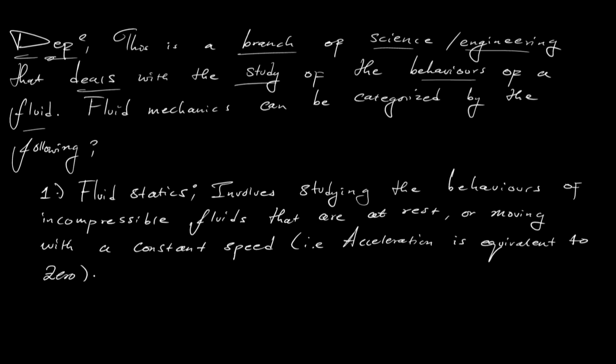Fluid mechanics can be categorized by the following, which are basically just its types. We have the first type, which is fluid statics. Now, fluid statics involves studying the behaviors of incompressible fluids that are basically at rest or moving with a constant speed. Whenever we talk about moving with a constant speed, we're talking about something that is moving with an acceleration equivalent to what? 0.